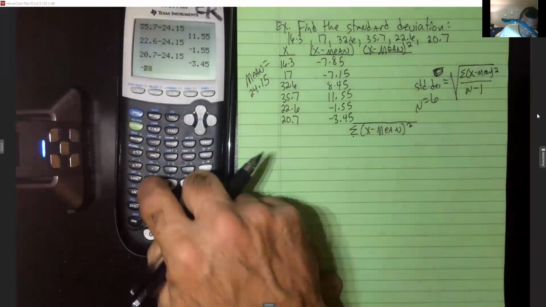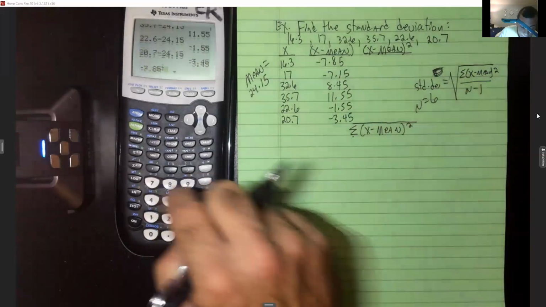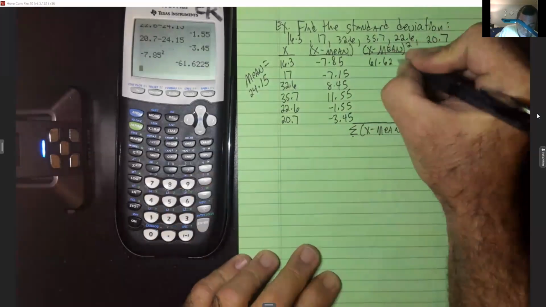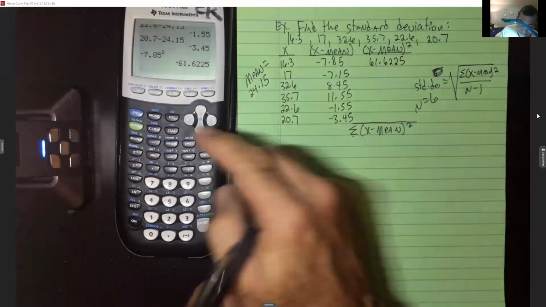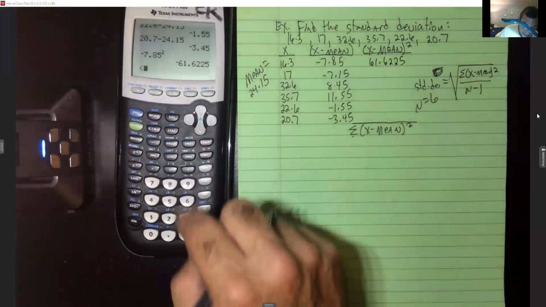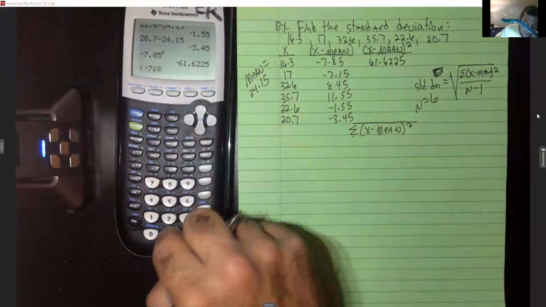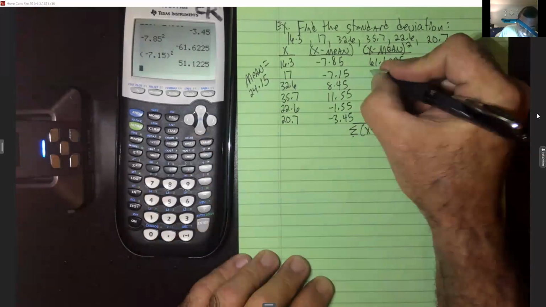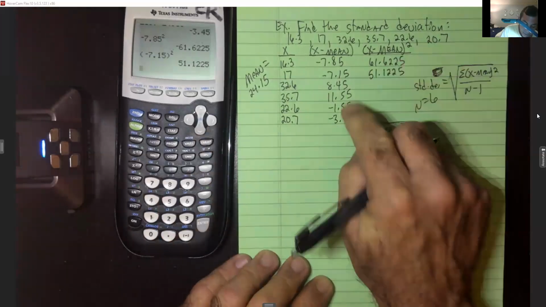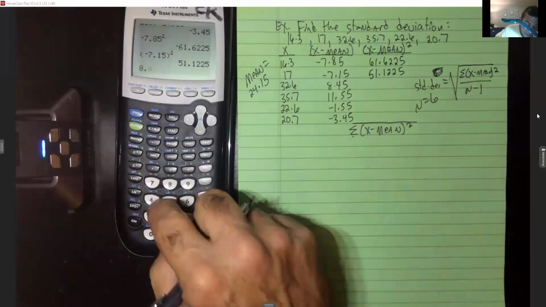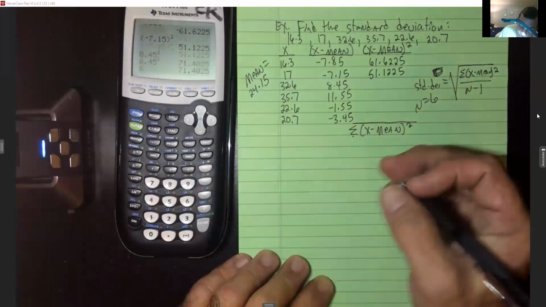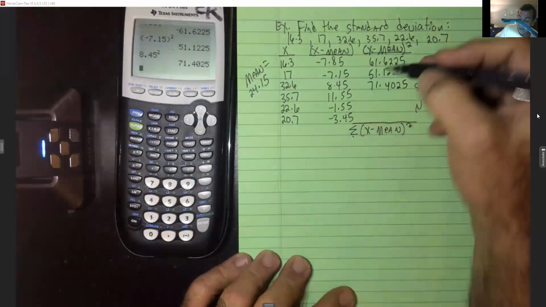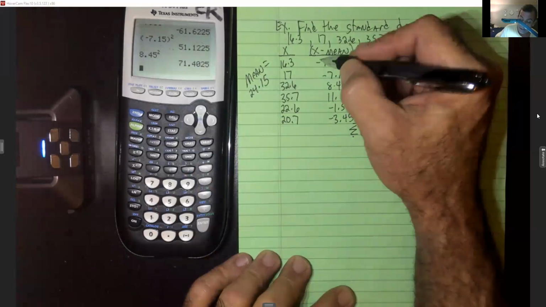So negative 7.85 squared equals 61.6225. Now, I should have put that in parentheses. I should have done parentheses, negative 7.15, and then squared it so that it would have squared my negative. So that's 51.1225. 8.45, square that, you get 71.4025. All these are going to be positive numbers because a negative times a negative is a positive, okay?